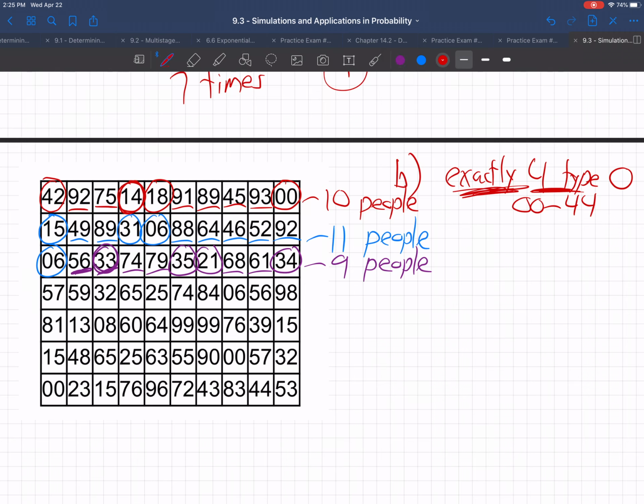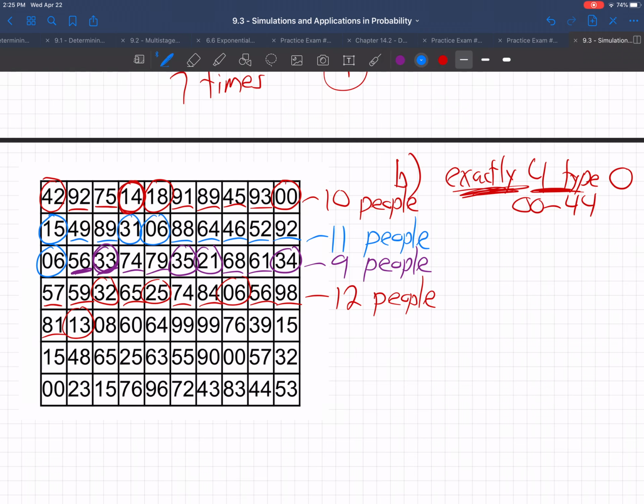Let's try it again, the 3rd time, to see how many people have to come in the door to get 4 type O bloods. This is a no, no, yes type O, no, yes type O, no, no, yes type O. That's 3 type O's. No, no, no, yes. So what was that, 12? That took 12 people coming in the door until we got our 4th type O blood.